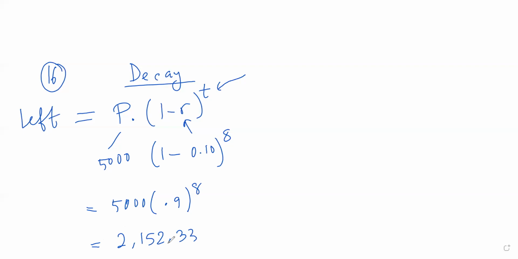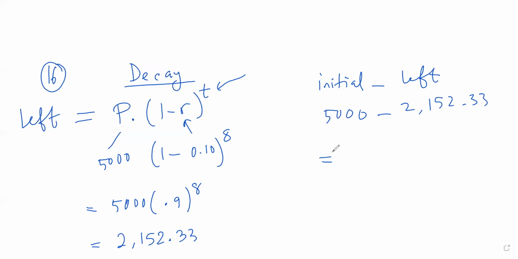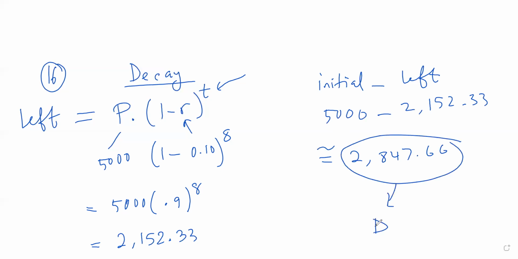Now the question asks how much you withdrew from the account. So that means you're going to do initial minus how much is left in the account. Initial is 5,000, so $5,000 minus 2,152.33. If you subtract these two numbers, again, just use your calculator for time purposes, you should get approximately $2,847.66. So this corresponds to D.